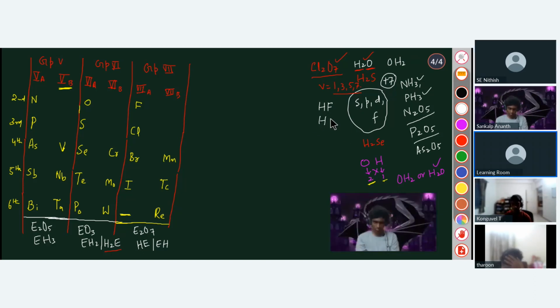Then it will be HF, HCl, hydrochloric acid, HBr, hydrobromic acid, and HI, hydroiodic acid. So this will be the formula of their hydrides. Then we have the last group, that is your group 8.